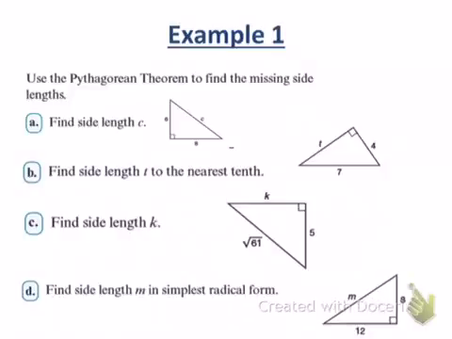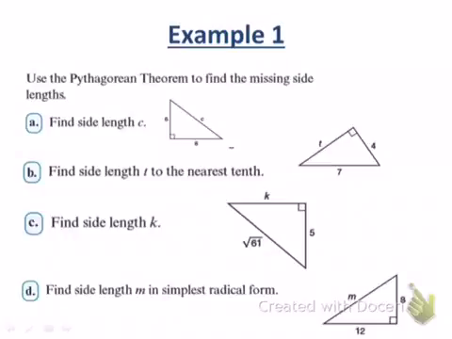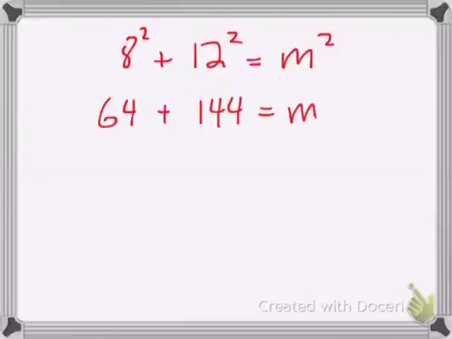M is the hypotenuse, correct? Yes. So I've got 8 and 12 as my A and B. So the equation will be 8 squared plus 12 squared equals M squared, right? So that will be 64 plus 144 equals M squared.